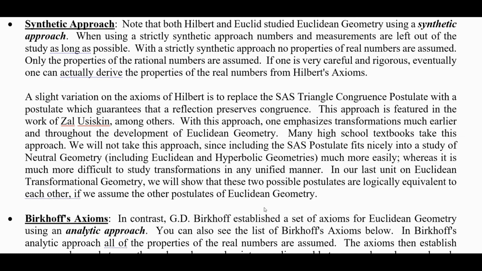And we will not take this approach because including the SAS postulate fits nicely into a study of neutral geometry, including Euclidean and hyperbolic geometries, much more easily, whereas it is much more difficult to study transformations in any kind of unified manner. So in our last unit on Euclidean transformational geometry, we will be focused just on Euclidean geometry, and then we'll show that these two possible postulates are logically equivalent to each other if we assume the other postulates of Euclidean geometry.